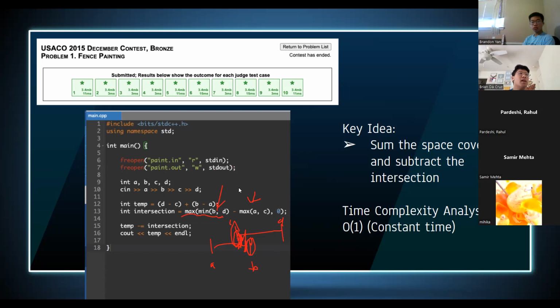And if they're not intersecting at all, like A, B and C, D, then the intersection will be negative. So we'll just say the intersection value is the maximum between this value and 0, either one of those two. And then we'll just say the answer minus equals intersection and print it out. So that's the idea behind this problem.